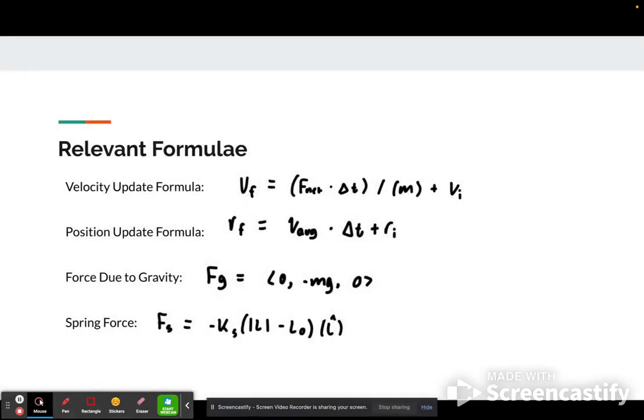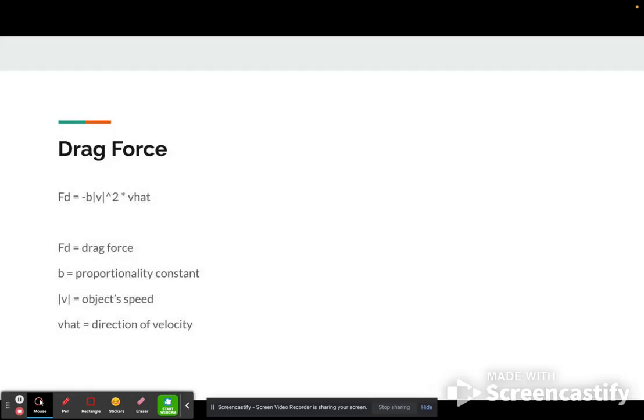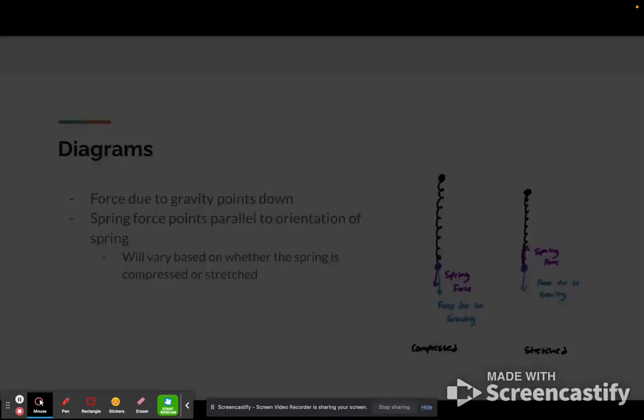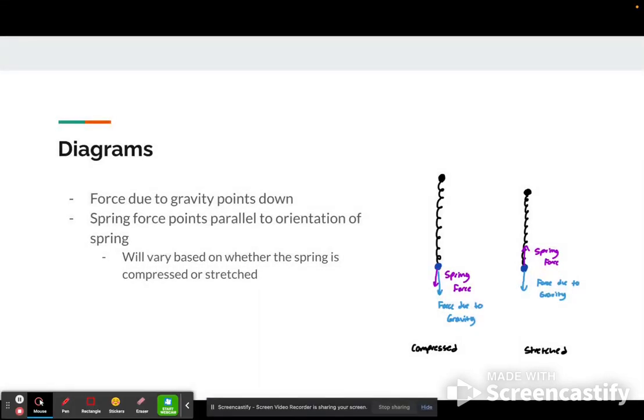The relevant formulas are the velocity update formula, position update formula, the force due to gravity, spring force, and also the drag force, which is Fd equals negative b, which is a constant, times velocity squared times v hat, which is the direction. And here's a diagram of how springs work in general in terms of the spring force and the force due to gravity. It'll point parallel to the orientation of the spring, and it'll vary based on whether the spring is compressed or stretched.